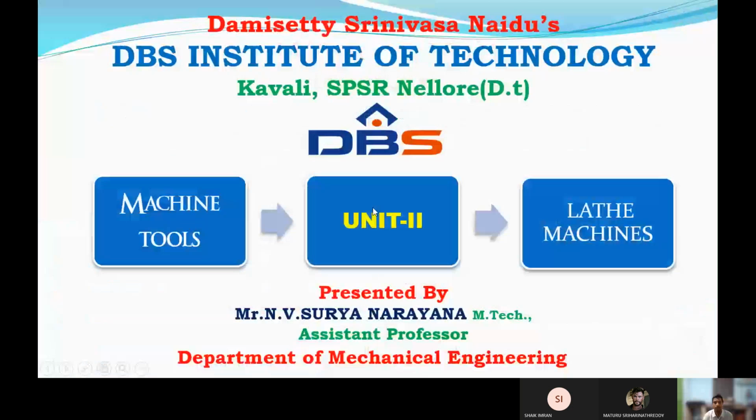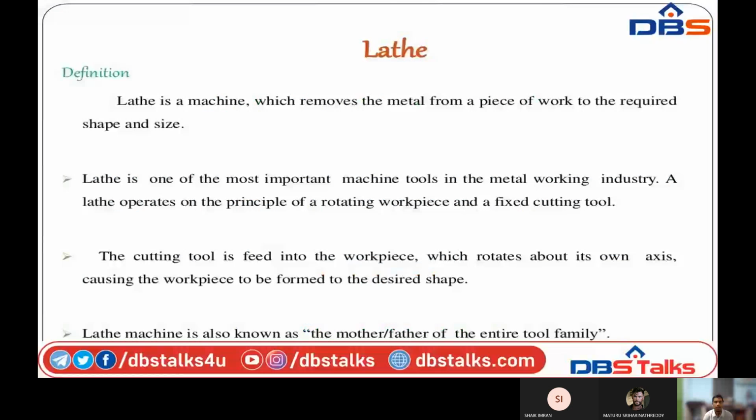Unit 2 name is lathe machines. First of all, coming to the definition of lathe, we already know about that. Lathe is a machine which removes metal from a workpiece. Lathe is a very important machine tool in the metal working industry. The main working principle or function of lathe is that the workpiece is rotating and the tool is fixed at a stationary point. Remember that the tool is fixed and the workpiece is rotating. This is the main function and working principle of lathe.